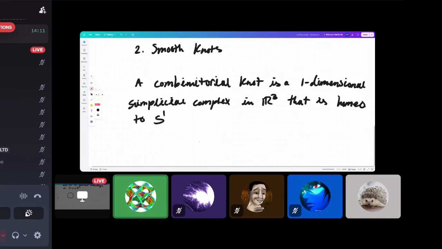So what are examples of combinatorial knots? For example, the unknot, which is just a trivial embedding, will look like this, just a graph. The trefoil knot, for each of these edges, we can add one vertex, and then this is of course in 3D.